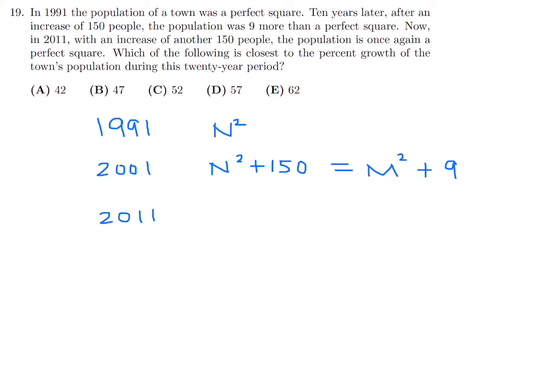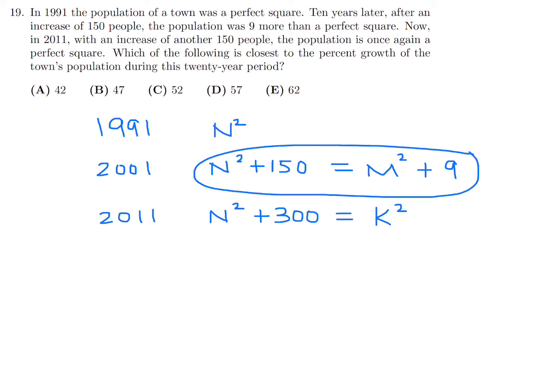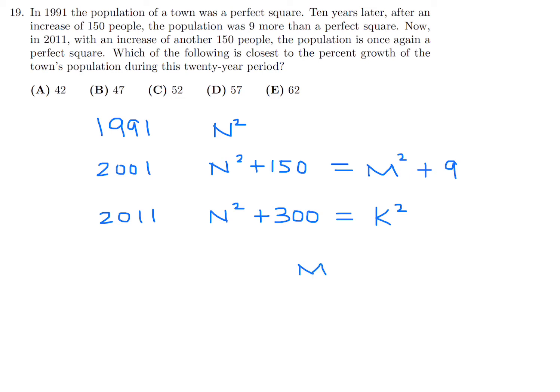And then 2011, now it's n squared plus... we're adding another 150 people, so we're up to 300. And now it's once again some perfect square, so k squared, let's say. Okay, now I'm going to concentrate on this equation right here. What I'm going to do is subtract them. So m squared minus n squared is obviously 150 minus 9, which is 141.